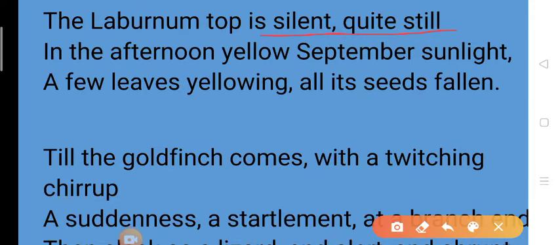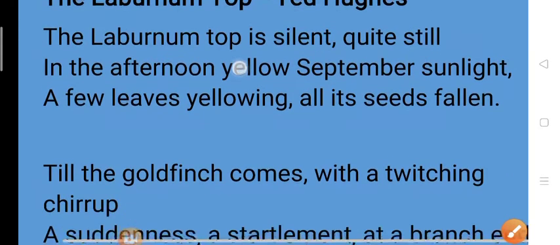The laburnum tree symbolizes the pattern of our life in general, which is usually dull and inanimate. The goldfinch breaks the usual pattern and makes it lively. Now come to the poem. Open your text.